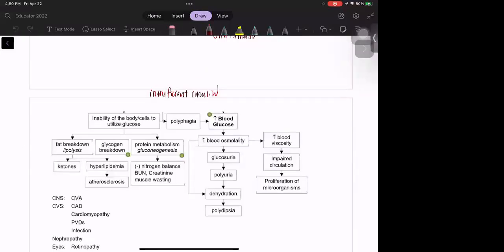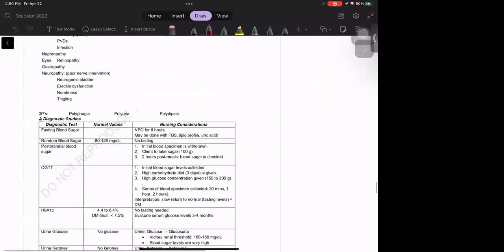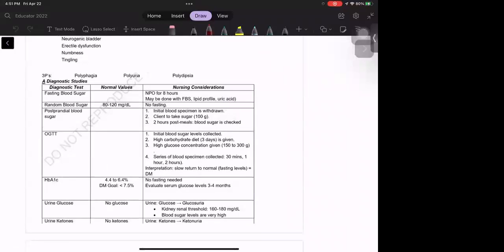Okay, class, we will continue the pathophysiology of diabetes, along with its assessment and management, on the next meeting.